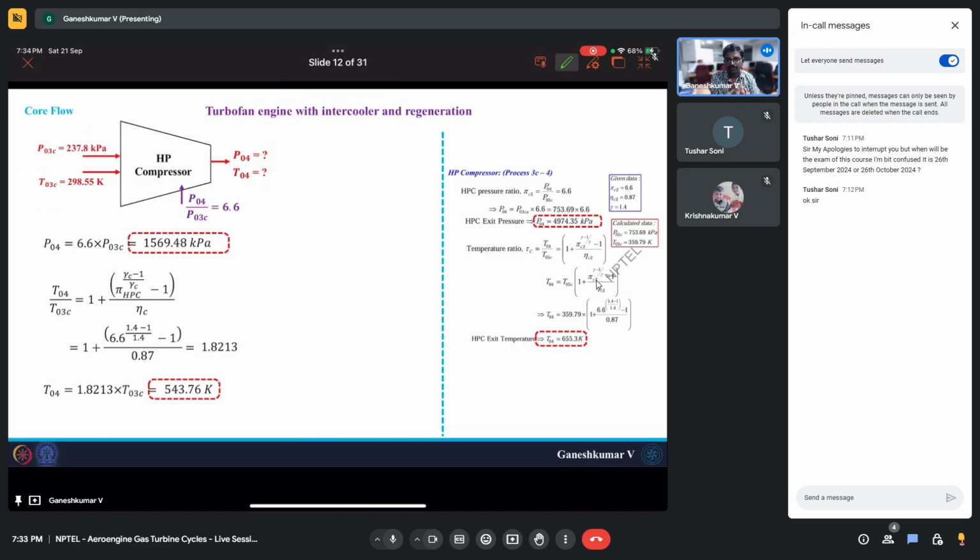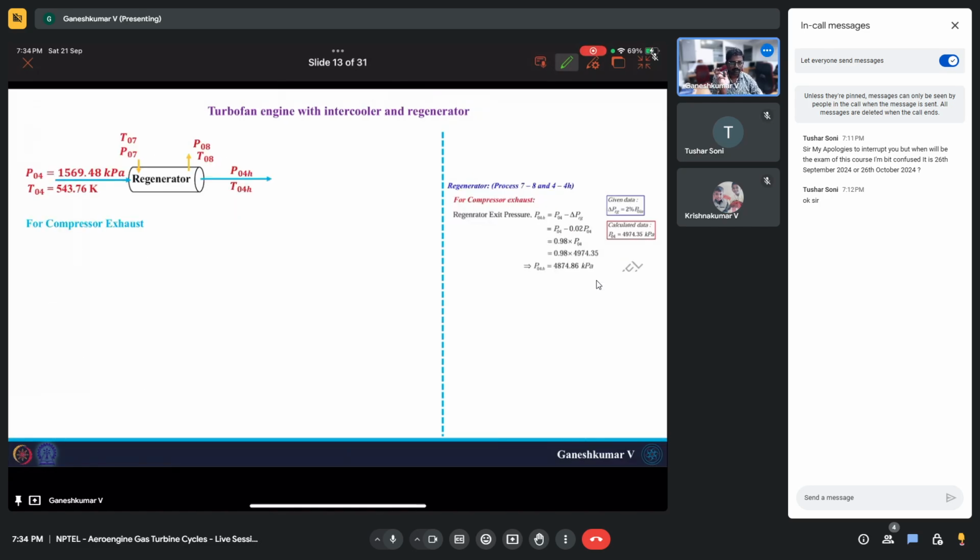Now this air with 543.76 Kelvin and with a pressure of 15.69 bar does not directly enter the combustion chamber. Instead, it goes to the regenerator, gets heated up a little bit, okay, and then it enters the combustion chamber. So that is the change. That part we need to be a little bit careful about.